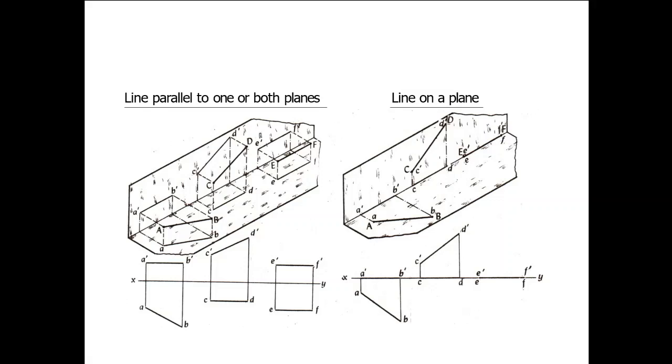Now in the second, you can see the CD line is parallel to both the planes, horizontal and vertical. So if you see from the front, you can see the line CD, which is inclined at an angle to the vertical plane. So the inclination can be seen in the vertical plane. So how will the front view be? Inclined like this. C dash D dash will represent the front view of the line CD.